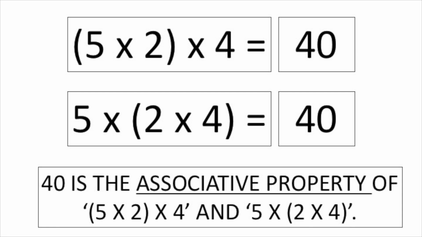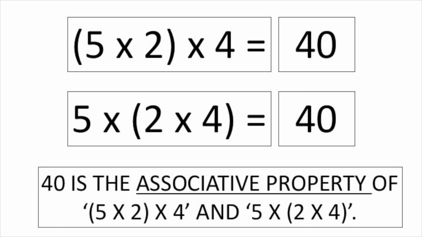But what about 2 times 4? 8, and then 8 times 5 equals 40. Same answer again. But if you notice, the sums are different. First of all, we have to do 5 times 2, then times that by 4. And in the second sum, 2 times 4 times by 5. But because we're using the same numbers each time, 5, 2, 4, you see? Even though the brackets are different, the answer is the same, 40.